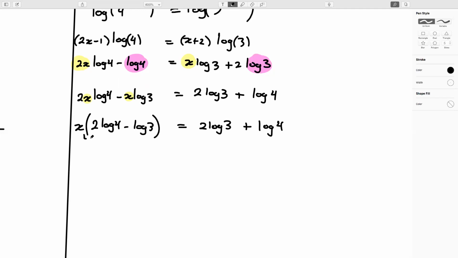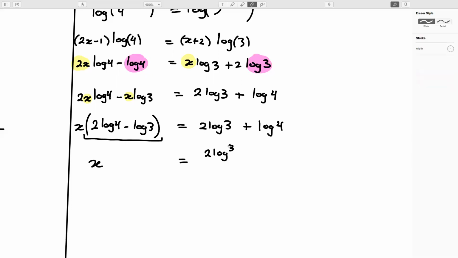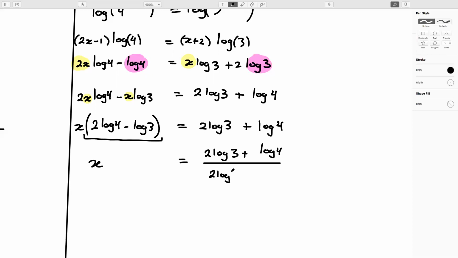We're almost there. This is just a constant. That's just a number. We can treat it like 4 or 5 or 6, so we can just divide it. I can now divide this entire expression, and we can go x equals 2 log 3 plus log 4 divided by 2 log 4 minus log 3.